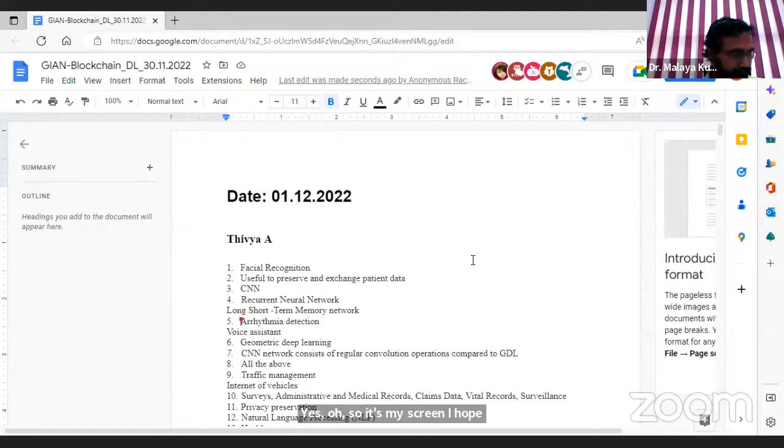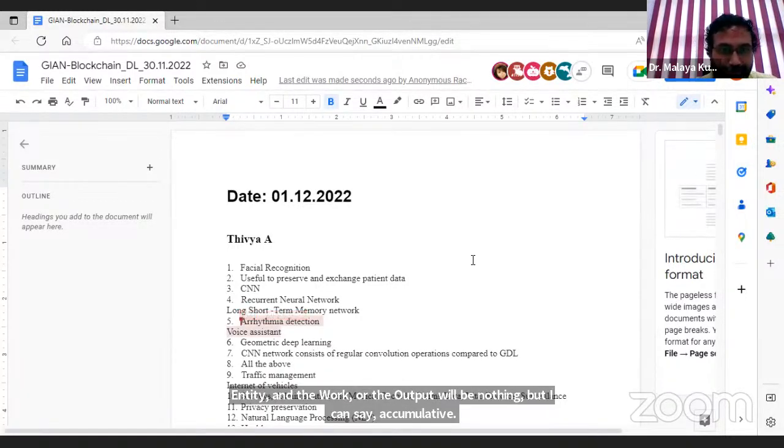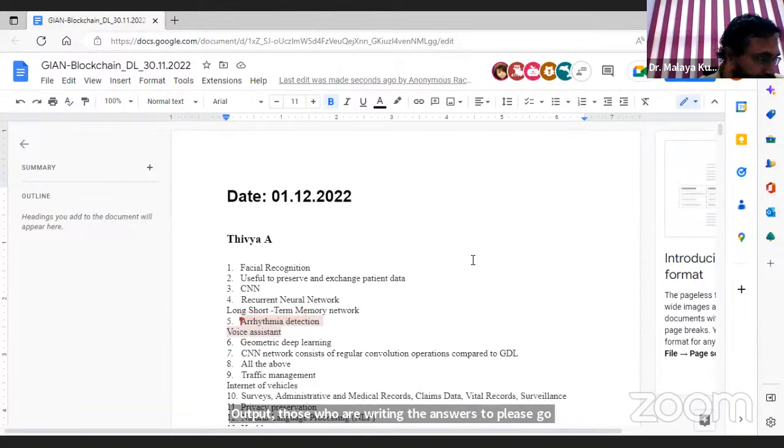I hope it's fine. So the first question that I have given, give an example of cumulative judgment which uses blockchain as well as deep learning techniques. So you try to understand this word cumulative judgment. That means the communication will be done by the different entity, and the work or the output will be nothing but a cumulative output. Those who are writing the answers, please go on writing, not an issue. I'm just discussing one by one.